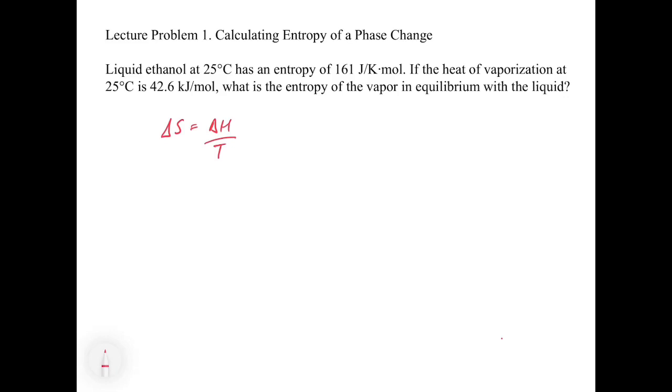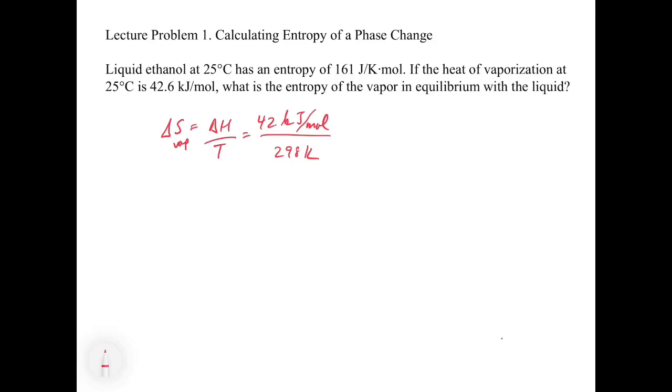We have liquid ethanol at 25 degrees Celsius that has an entropy of 161 joules per mole Kelvin. If the heat of vaporization at 25 degrees Celsius is 42.6 kilojoules per mole, what is the entropy of the vapor in equilibrium with the liquid? The first thing we're going to do is calculate the delta S associated with the phase change. So this is the delta S of vaporization. In this case, our delta H is 42.6 kilojoules per mole, and our temperature we have to convert to 298 Kelvin.